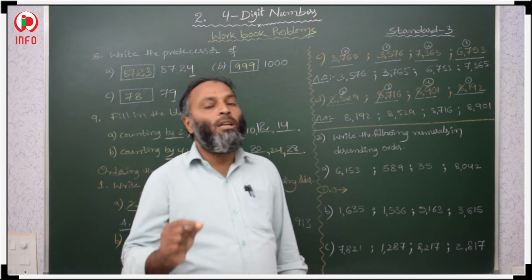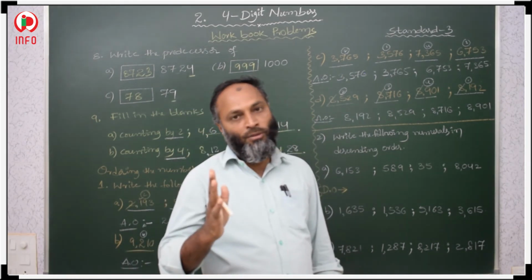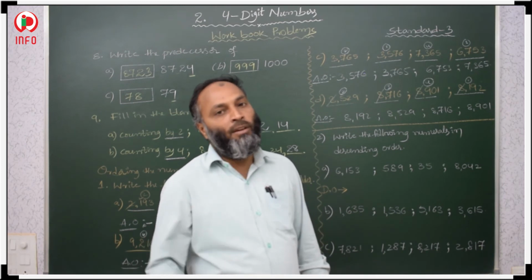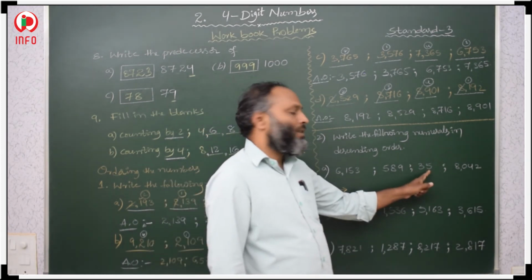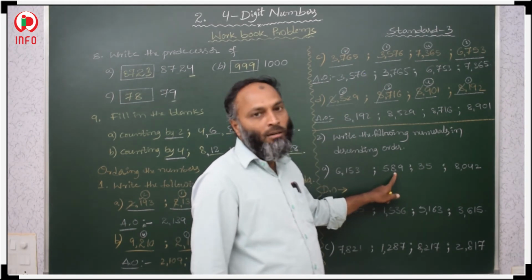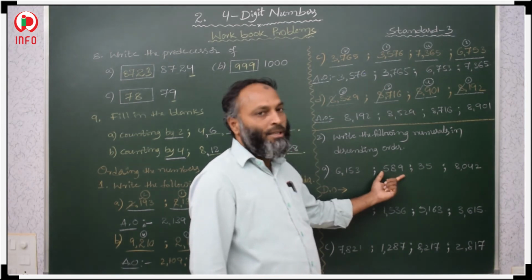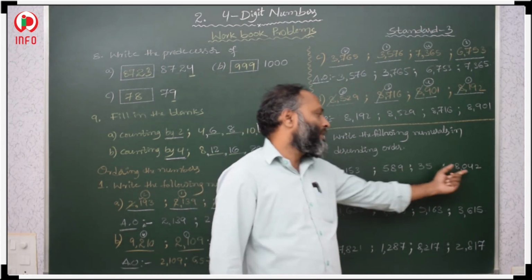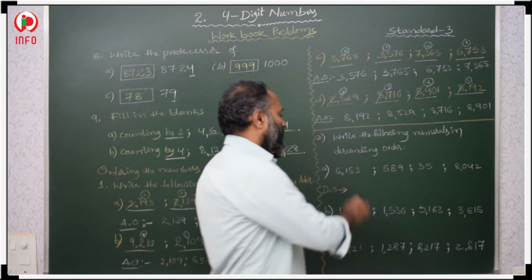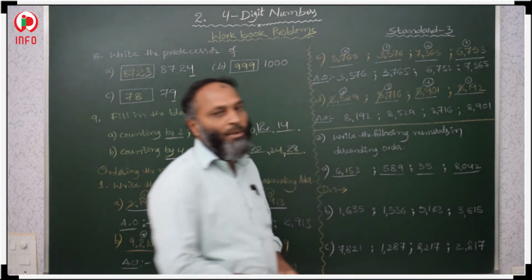First, the 2-digit numerals are smaller. After that, 3-digit numerals, and after that, 4-digit numerals. So in this order we have to take them. The 3-digit numeral is bigger than the 2-digit number. This is a double-digit number, this is a triple-digit number, and these two are 4-digit numbers. 4-digit numbers are the bigger numbers.